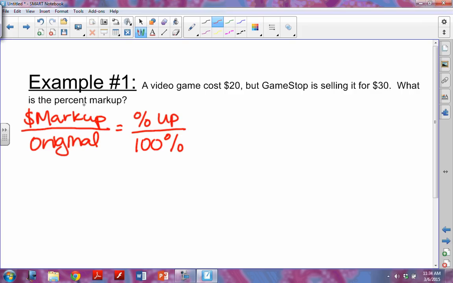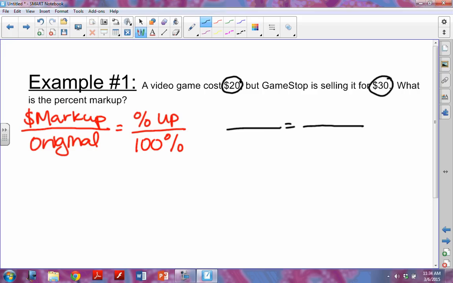So this one is just looking for the percent markup, so it's only going to be one step. Let's do that one step right now. I'm going to draw my two little proportion lines, and now I'm going to read the problem and circle what I need and underline what the question's asking me. A video game costs $20, so there's money, I'm going to circle it. GameStop is selling it for $30. Well, there's some more money. What is the percent markup?